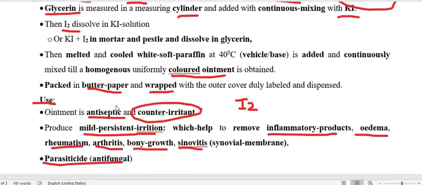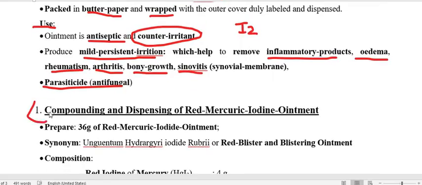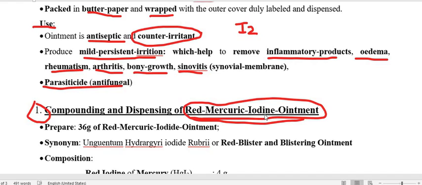Then the second and the last preparation, this is number 2. We are going to prepare the compounding and preparation of the red mercuric iodine ointment. So the second preparation is red mercuric iodine ointment. The name itself tells the component, mercuric iodide. So we are using mercuric iodide, HgI2. That is why the name of the preparation is a mercuric iodide ointment.